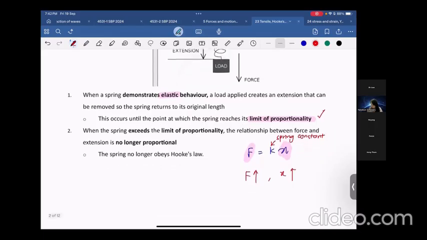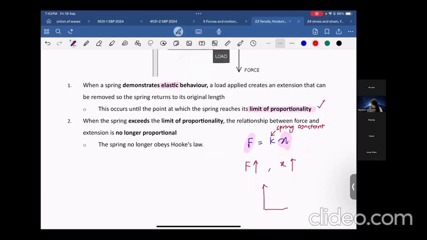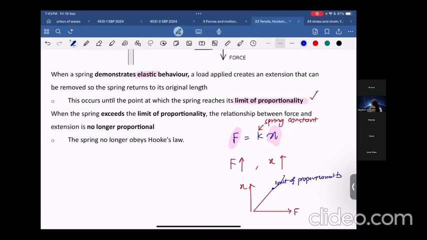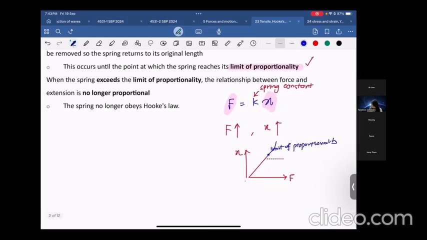So here we understand that force and x, if we plot the graph, this one is force, this one is x, we will get a directly proportional graph. So when the spring exceeds the point, let's say this is the limit of proportionality, the force and extension are no longer proportional. It might be a curve like this, curving up towards your x. So from here to here, until the point, Hooke's law is applied.